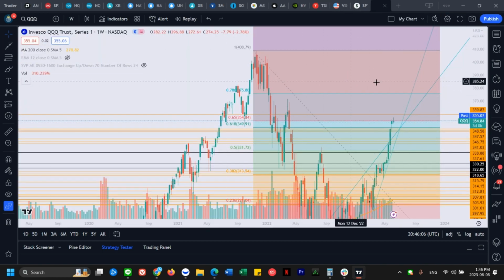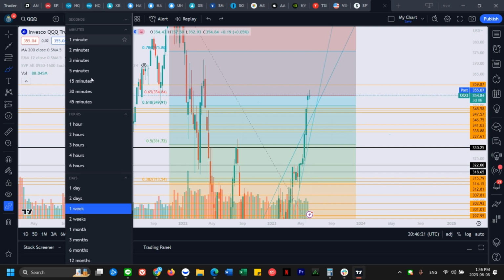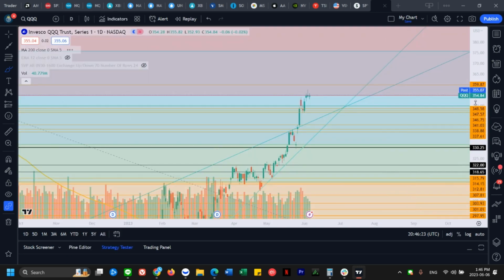I only have 2 minutes left, so QQQ, it's the same thing. This weekly time frame is in the resistance. We are in the golden pocket zone as well. You can see this 0.65, 0.618. We'll see if QQQ can actually get over it. Well, over Monday, but we came back to it.